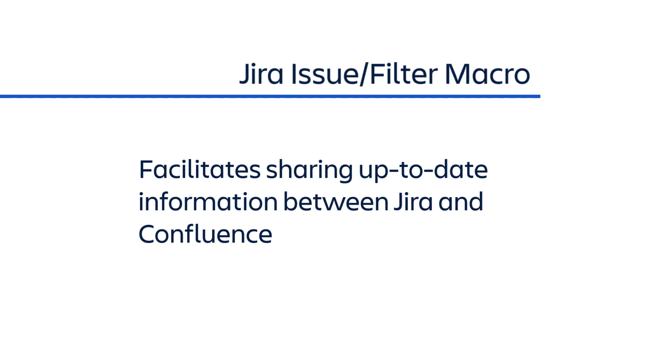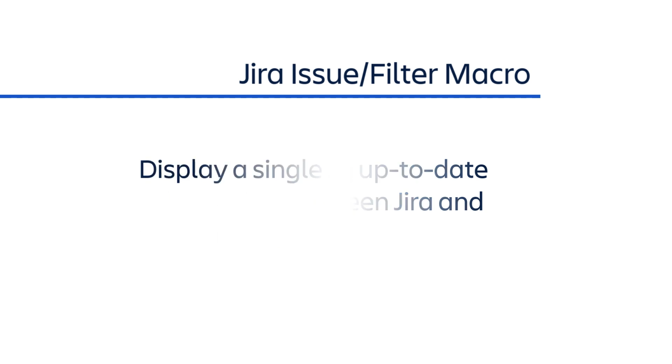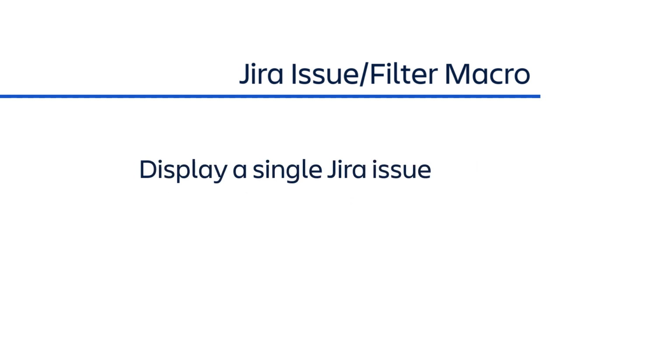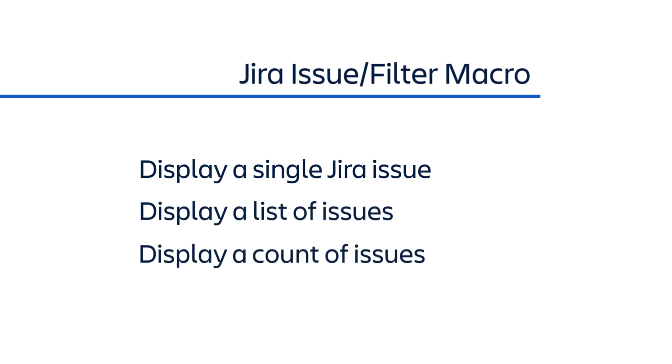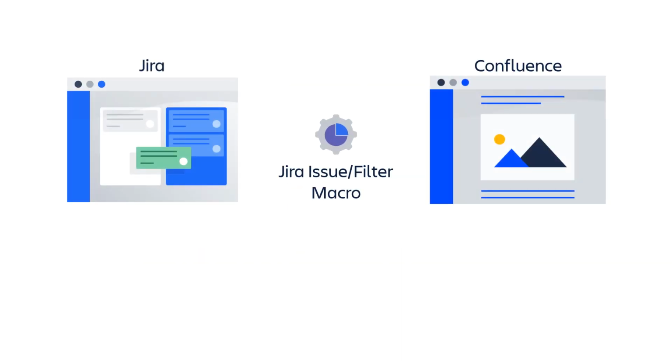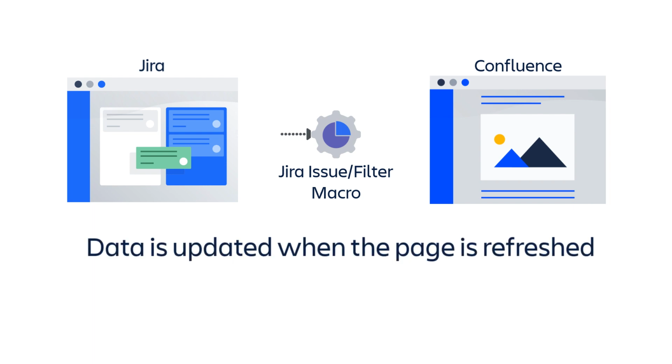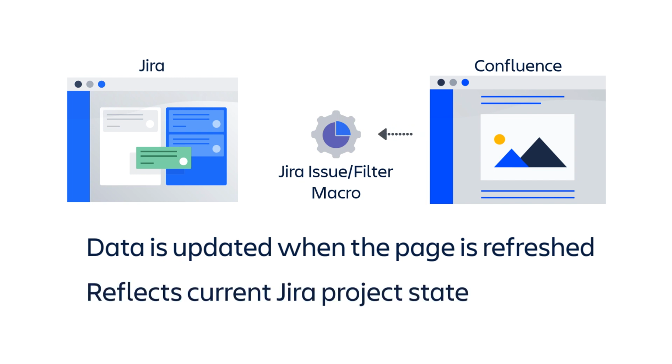and Confluence. This macro can be used to display a single Jira issue on a page, display a list of issues, display a count of issues, and even create new issues in Jira from within Confluence. The macro refreshes its data every time the page it's on is refreshed, so the information presented on the Confluence page always reflects the current state of an issue or Jira project.